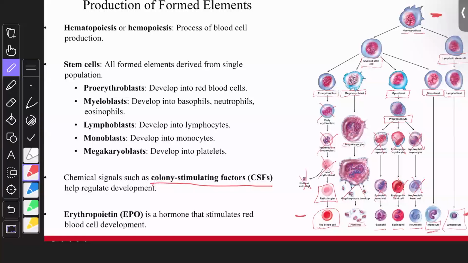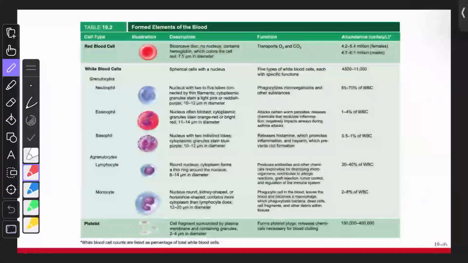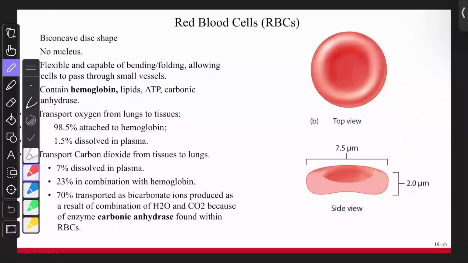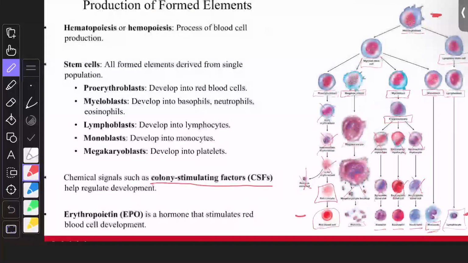A typical, and I may be getting ahead of myself. Am I getting ahead of myself? Not too far ahead of myself. A typical red blood cell lives about 120 days. Okay, from development to the time it's broken down and recycled, about 120 days.